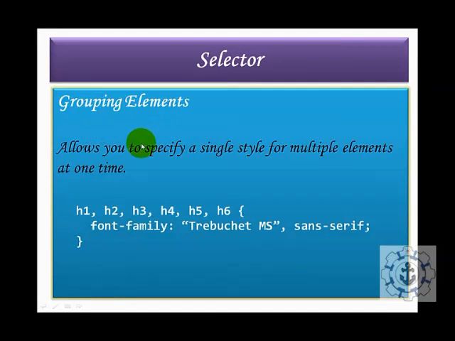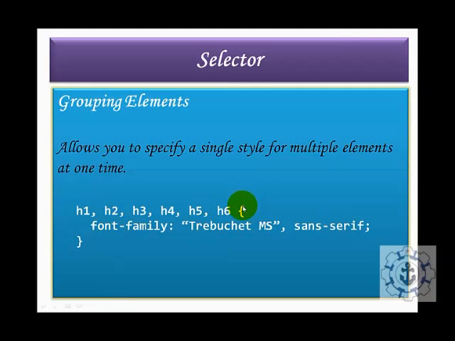Grouping elements allows you to specify a single style for multiple elements at one time. If you want to specify a single style for multiple elements, here is the answer: grouping elements. For example, I want to group H1 to H6, or else I want to apply a single style for all heading level elements, H1, H2, H3, H4, H5 and H6. Here you can use commas: selector 1, comma, selector 2, comma, selector 3. Likewise, you can use any number of selectors.